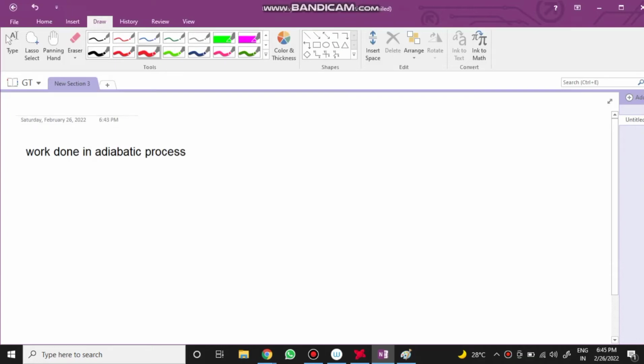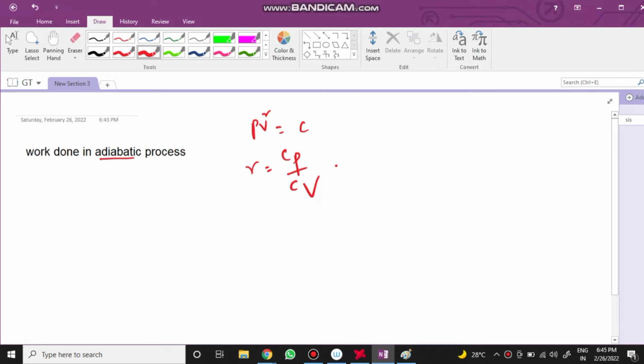Hi, today we are going to see the expression for work done in an adiabatic process. For an adiabatic process, the expression is PV^gamma = constant, where gamma is called the adiabatic constant. It is Cp by Cv, the specific heat at constant pressure divided by the specific heat at constant volume.